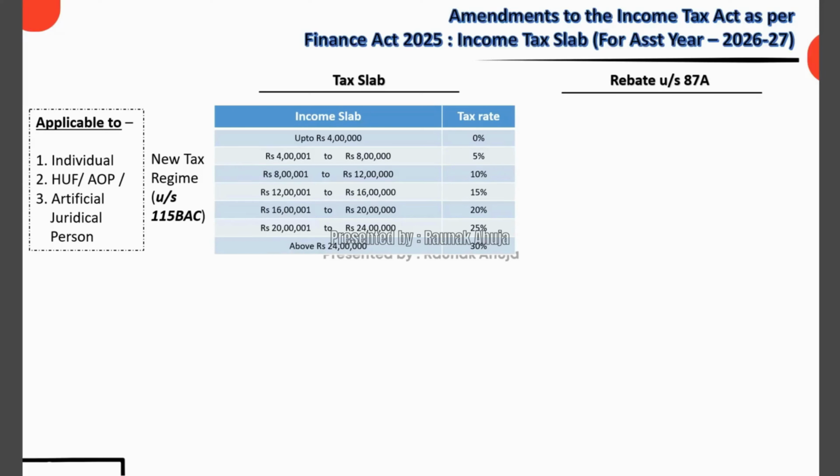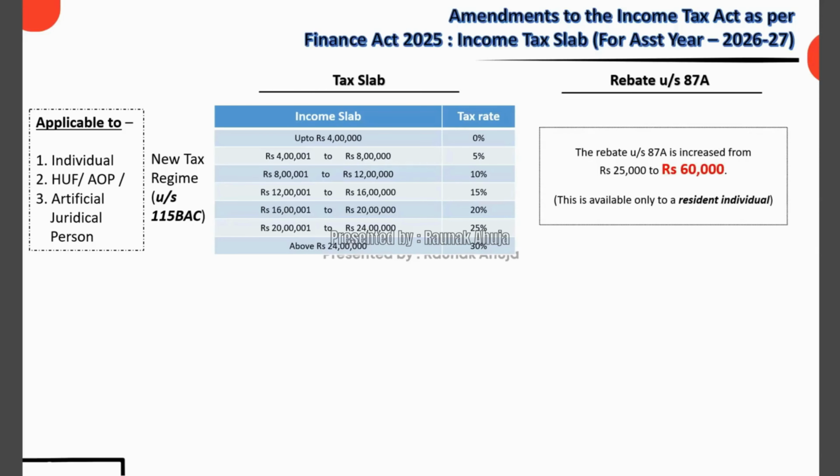Please note, the new tax regime is the default tax regime. If the assessee does not opt out of the new tax regime, he shall be automatically chosen for the new tax regime. Further, the new tax regime would be applicable to the individual irrespective of whether it being a resident or a non-resident. The rebate under Section 87A will also be available to the new tax regime. The limit has been increased by the Finance Act 2025 from Rs 25,000 to Rs 60,000. This rebate under Section 87A will not be available to an HUF or a non-resident individual.